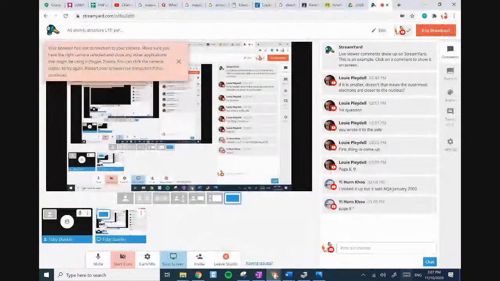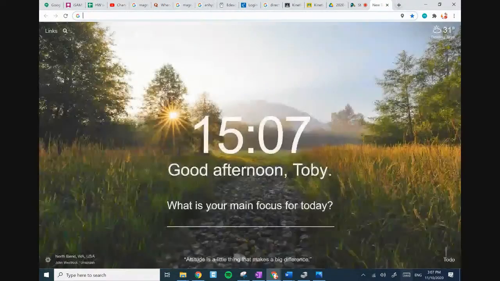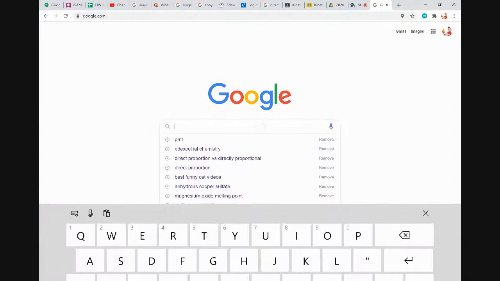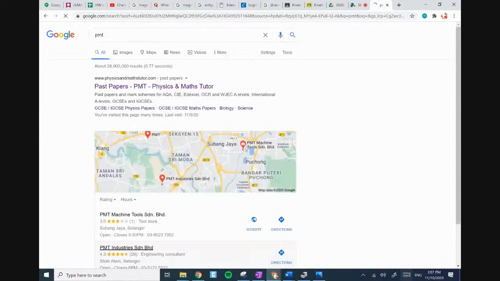Did Louis manage to find out that paper yet? I looked it up and it said AQA January 22. Oh, okay, it's an AQA page 8. No way. Right, what does the mark scheme say? AQA Jan 22. That's interesting. Oh, went for an AQA question, did I? Intriguing. Let's have a look. PMT, please.